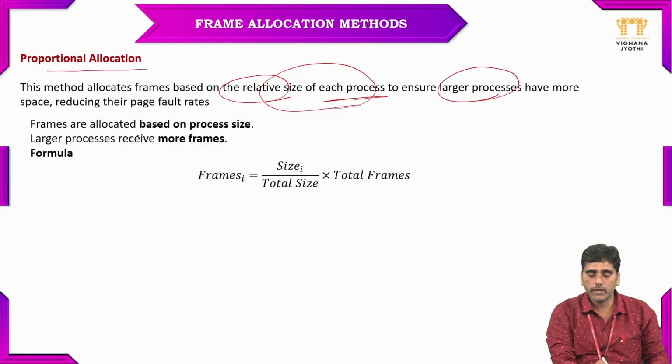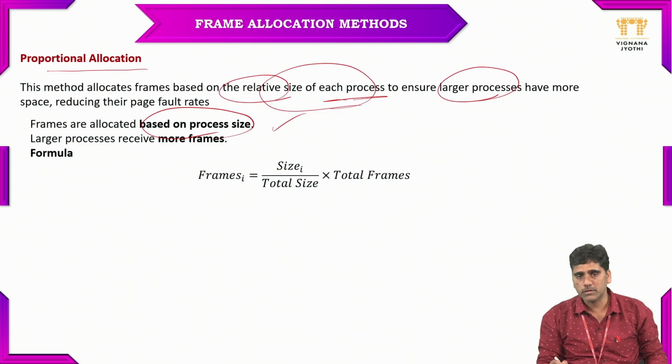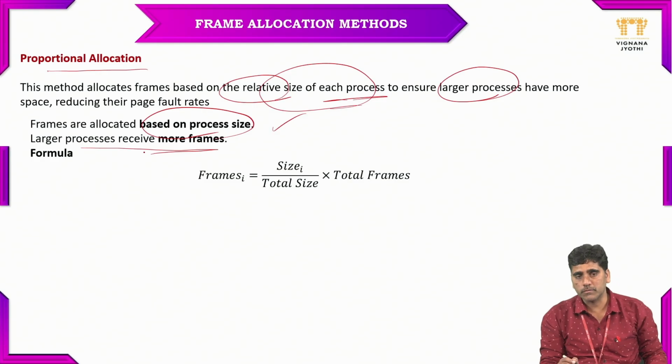So frames are allocated based on process size. If a process has a higher size, it is allocated a larger number of frames, and a lower-size process is allocated a minimum number of frames. So here the larger process receives more frames.